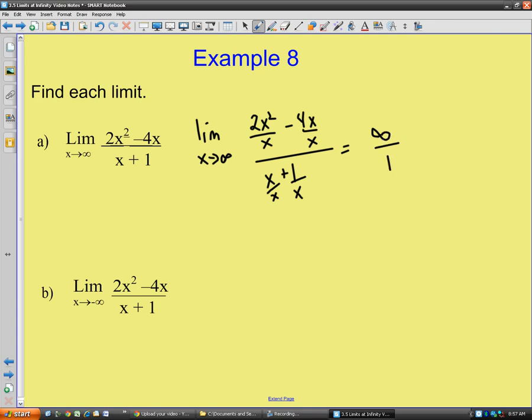The other option is that we could go through and actually find out what the slant asymptote is by doing long division, and I would highly recommend that you do this. Go ahead and divide x plus 1 into this and see what you get, and then use that as your guide. But in either case, you're still going to end up with infinity for this.